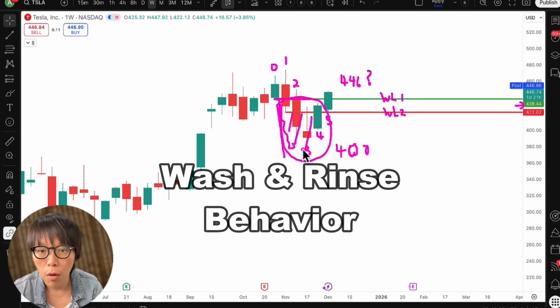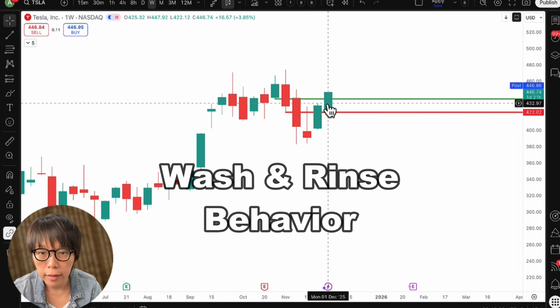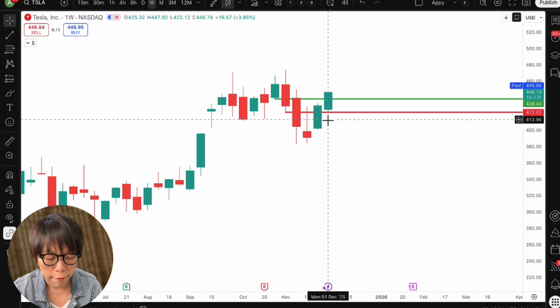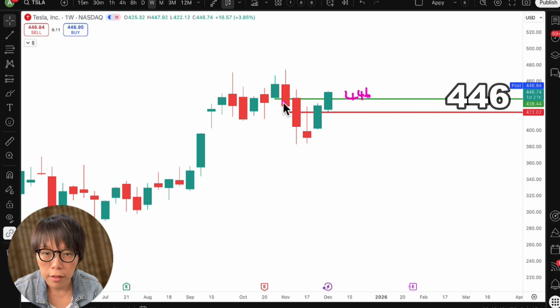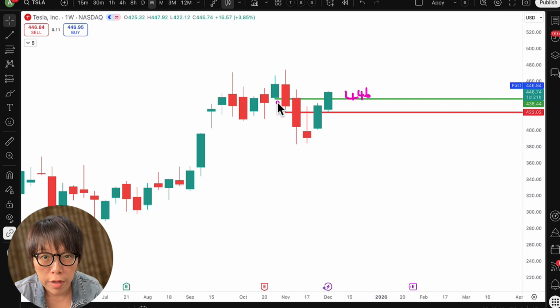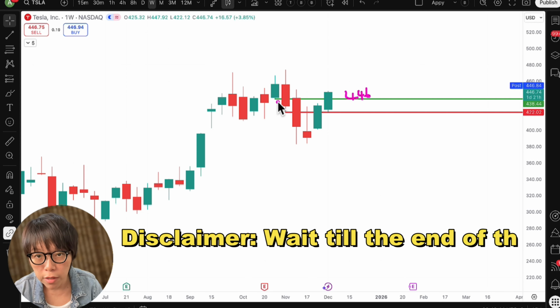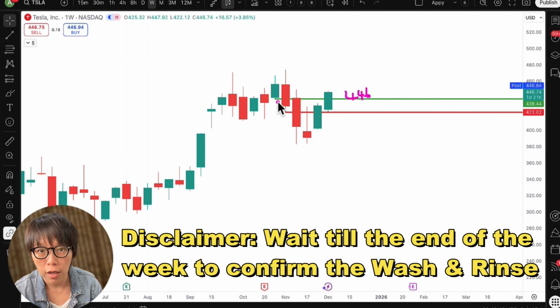Now what all this tells us, from the price action and from the current price right now, which is at 446, is that Tesla seems to have completed that wash and rinse pattern. But a disclaimer first is that because this is a weekly chart, we need to wait for the end of the week to confirm this wash and rinse.